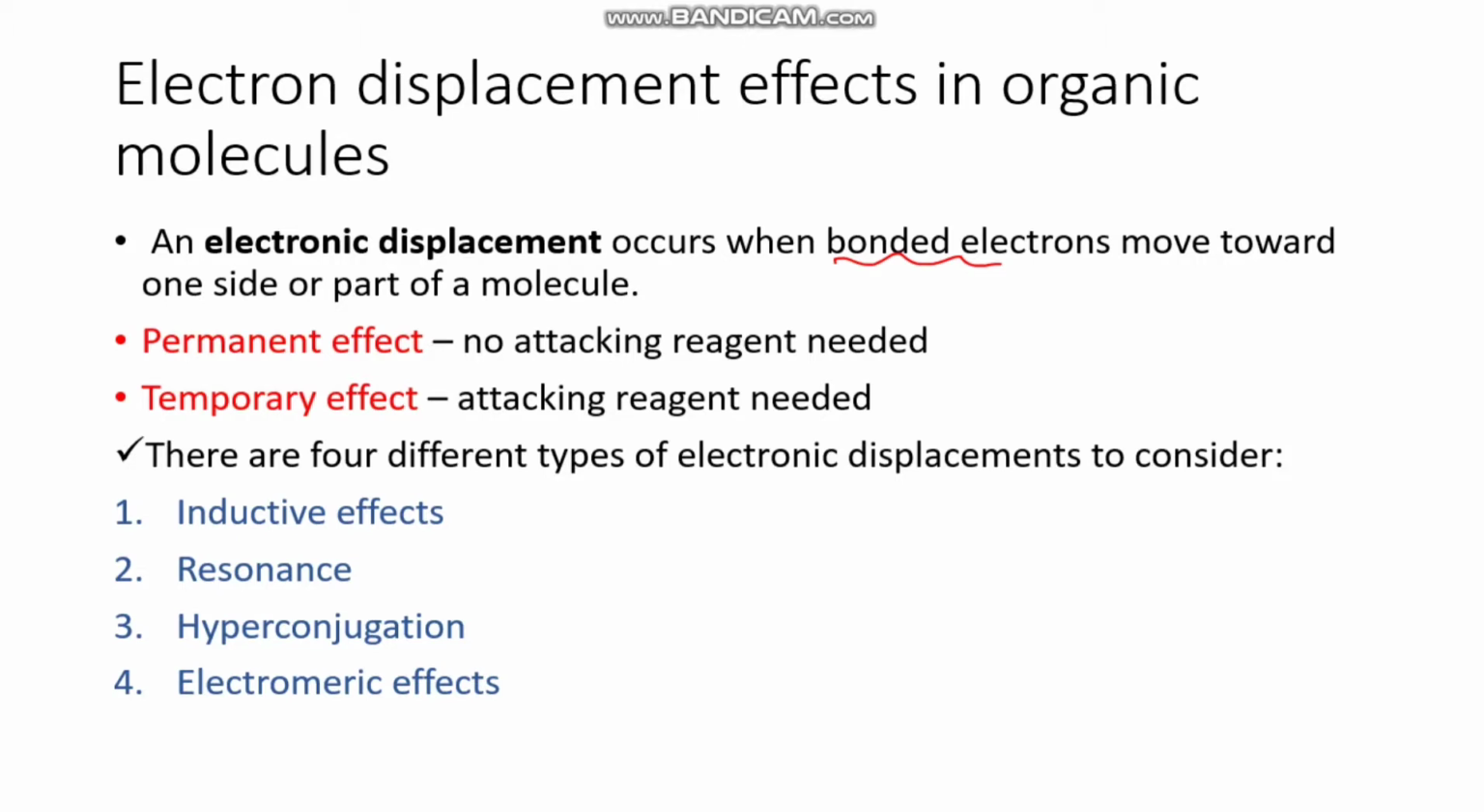Depending on the attacking reagent, this electron displacement can be of two types. It can be a permanent effect or a temporary effect. If no attacking reagent is needed for the displacement of electrons, then such an effect is known as a permanent effect. And if an attacking reagent is needed, then it is known as a temporary effect. Basically, there are four different types of electron displacement effects: inductive effect, resonance effect, hyperconjugation, and electromeric effect.